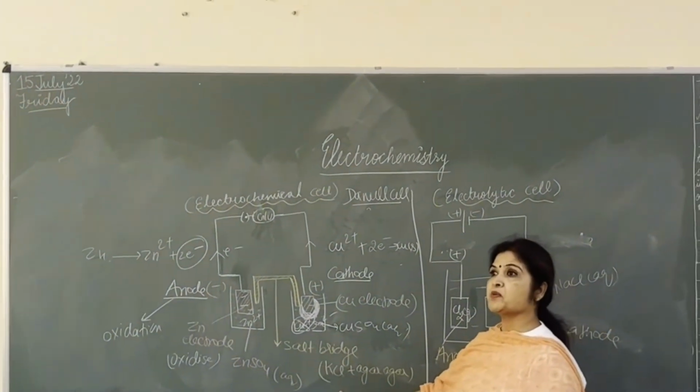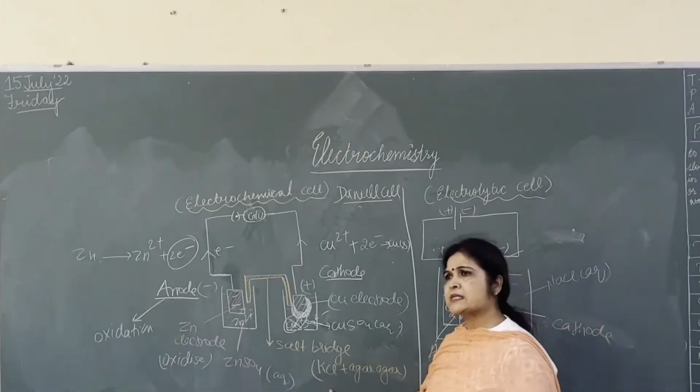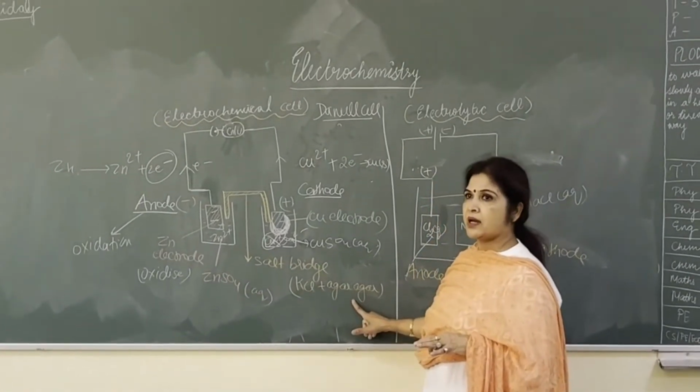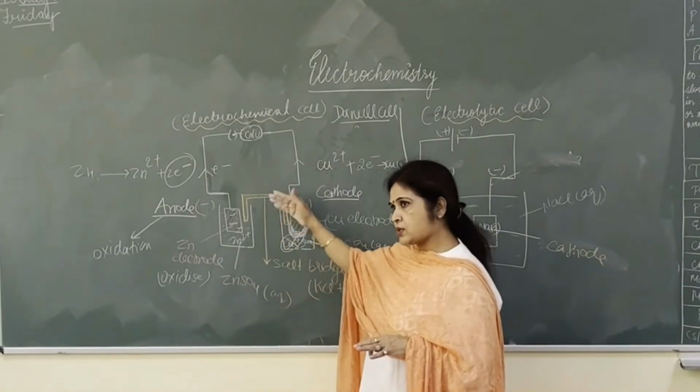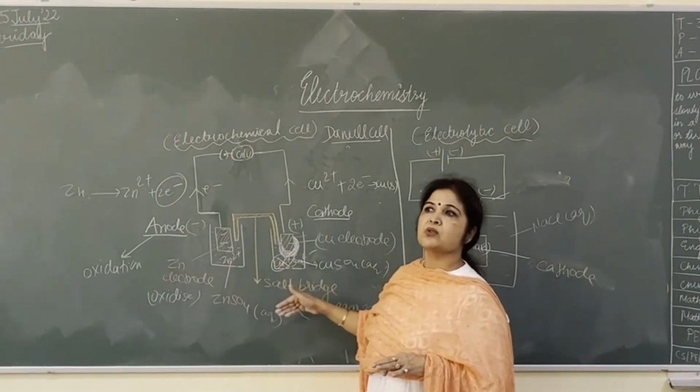And which type of salt? Neutral electrolytic salt, like KCl, K2SO4, you can take anything. Salt which is mixed with agar-agar, just like a jelly, semi-solid. The pores are open, but the salt is not flowing. ऐसा नहीं कि KCl से निकल के आ रहा है, okay? So KCl is not flowing at all.